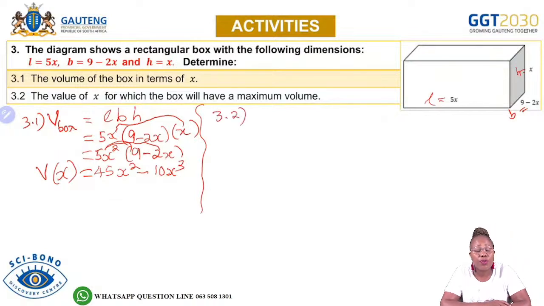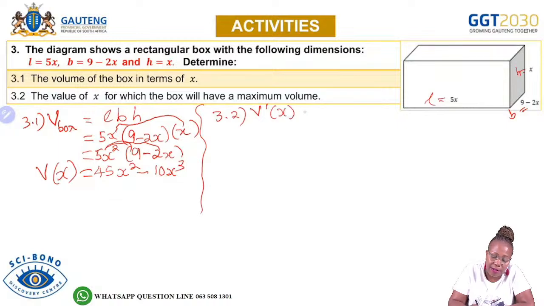With question 3.2, they say determine the value of x for which the box will have a maximum volume. We are not calculating a maximum value, but what are we calculating? The x for which the box is maximum. That means they are telling us we need to take this volume formula and then derive the formula.